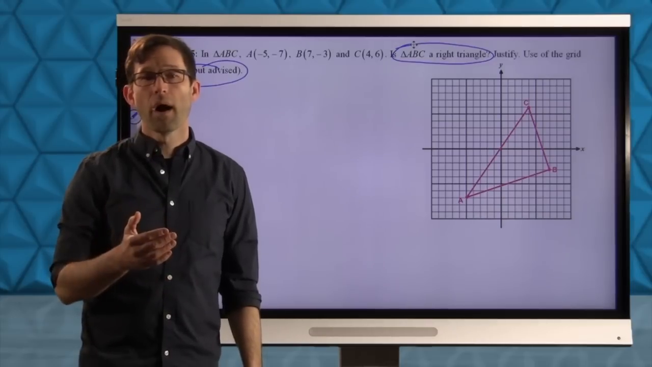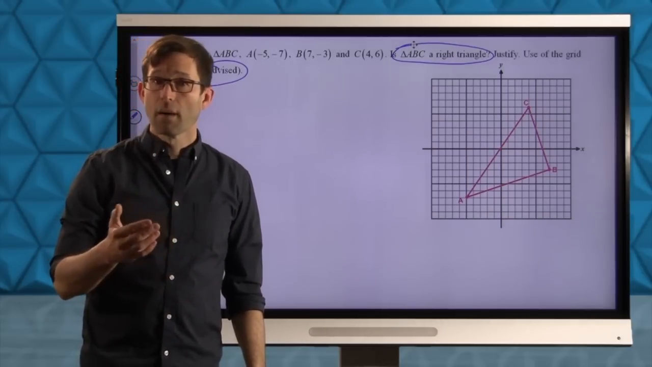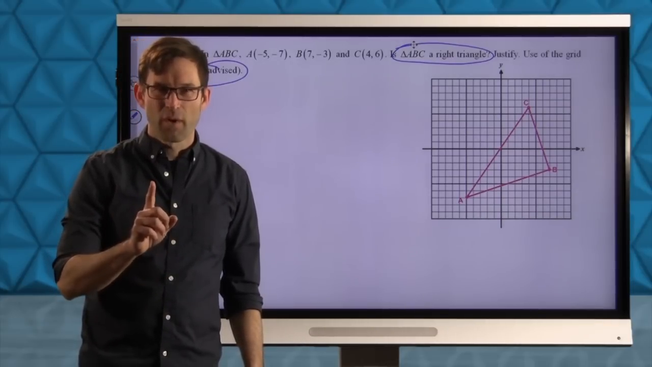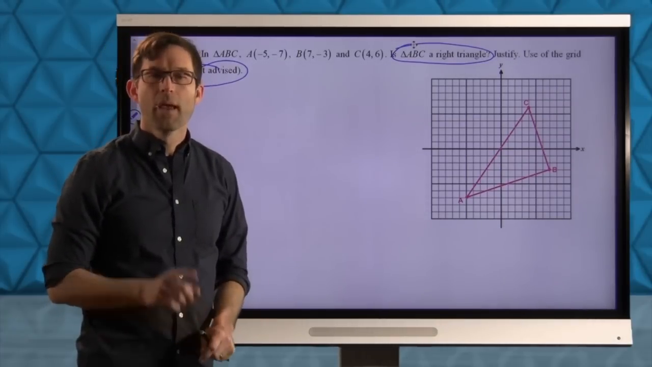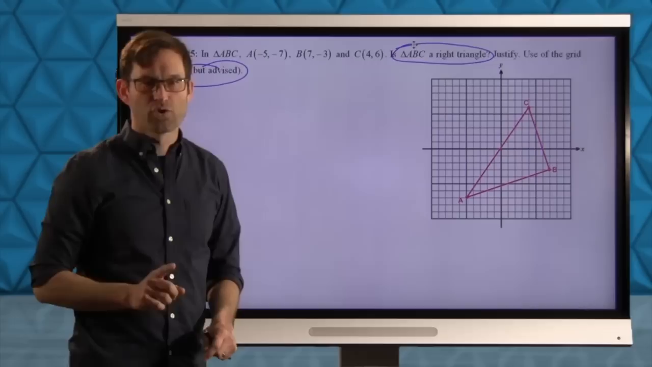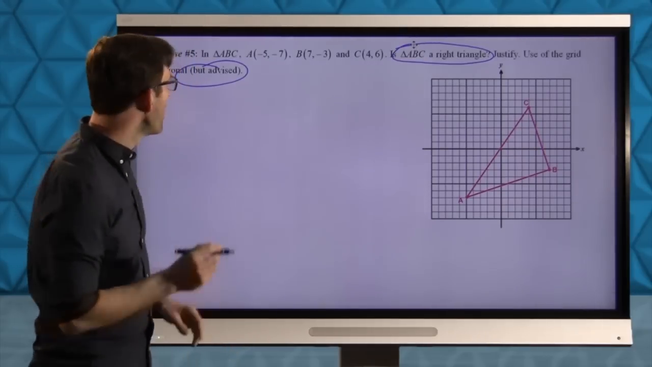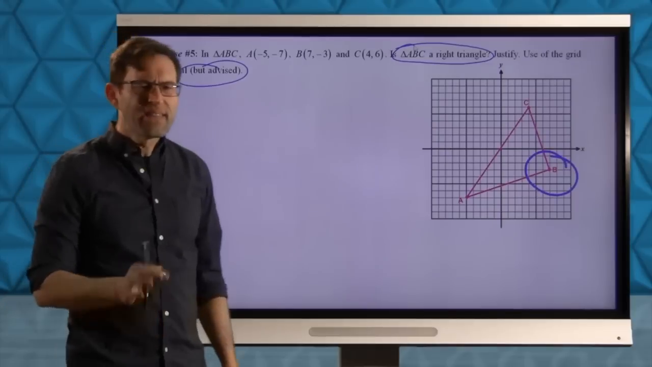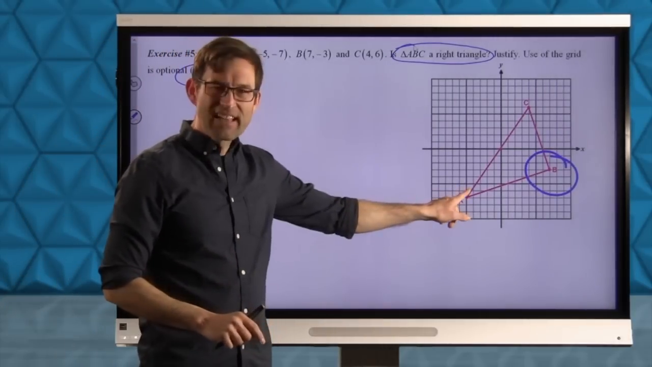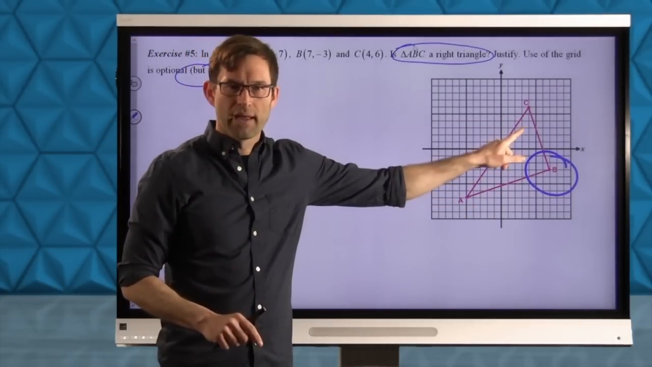Now let's talk about why the use of the grid is optional but advised. Okay, this triangle certainly looks like it could be a right triangle. But if it is a right triangle, the only way that's going to happen is if this angle is a right angle. There's no way that that's a right angle or that's a right angle.